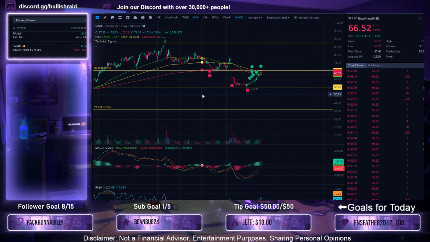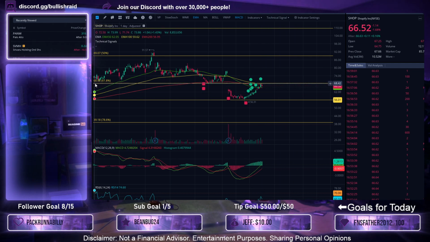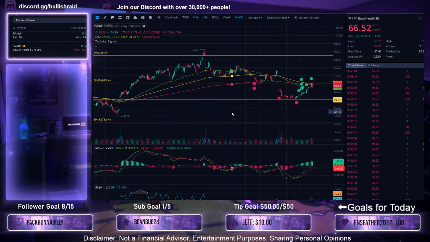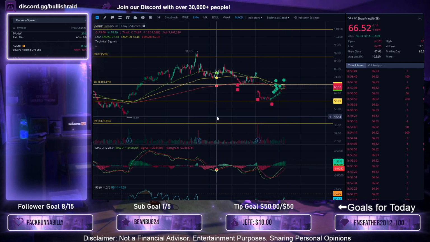Same for the opposite. If you see price not being able to break above a certain point, that could be a resistance level. In this example, this would be 68.48. Right, 68.48 before was also a support level. However, once we've broken down below it, it has become a resistance level.